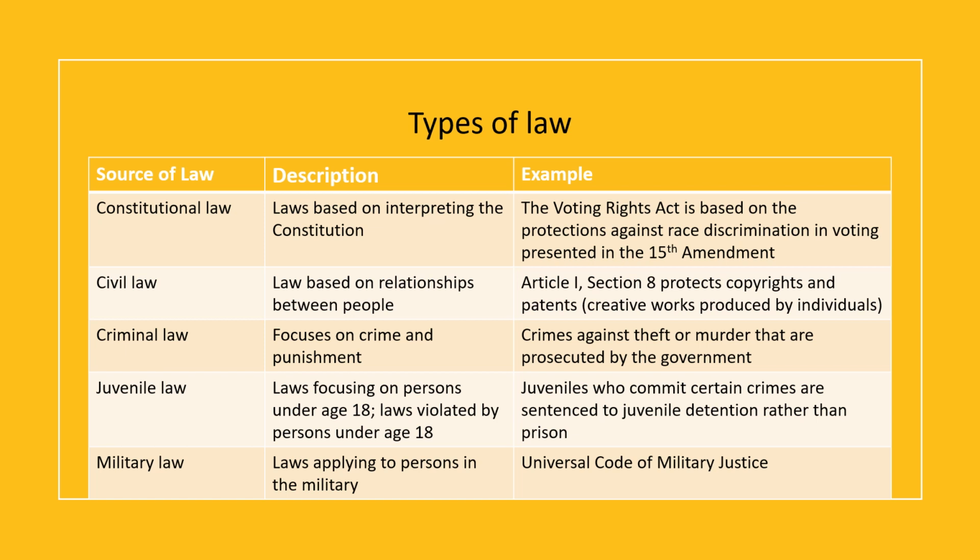Juvenile law is laws focusing on persons under age 18. And juvenile law also focuses on laws violated by persons under age 18. So juveniles who commit certain crimes are sentenced, for example, to juvenile detention rather than prison. Sometimes it happens where a jury or a judge might decide to prosecute a juvenile as an adult. What this means is they can be subjected to prison, they could be subjected to longer sentences than they would be had they been prosecuted and treated as a juvenile or treated as a child.